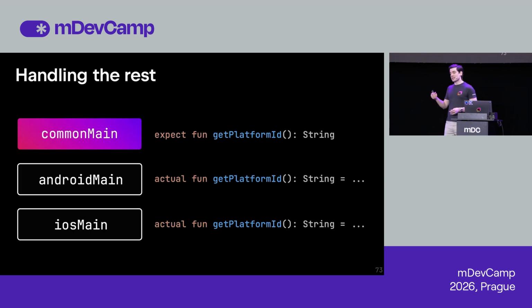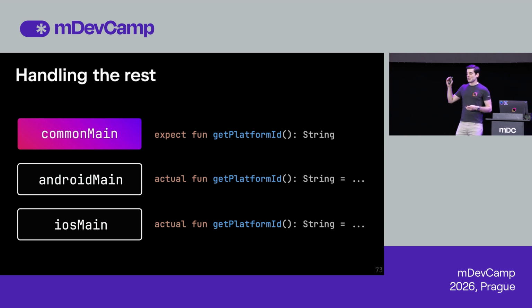So with the expect keyword, you can declare a function in your common code which doesn't actually have a body, doesn't have an implementation. And then you get to implement that function using the platform APIs of each platform with actual keywords. And while this serves you well in simple cases, there's also another pattern that I want to highlight, which might be useful to adopt even while you're preparing for KMP.